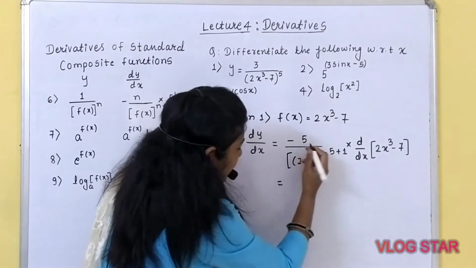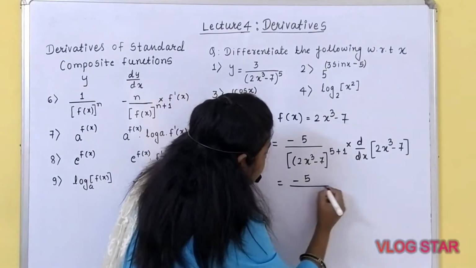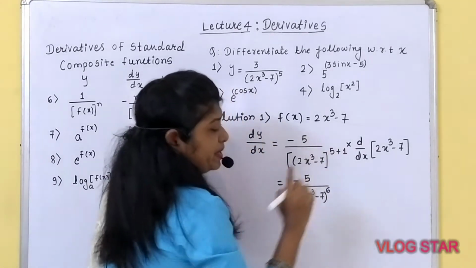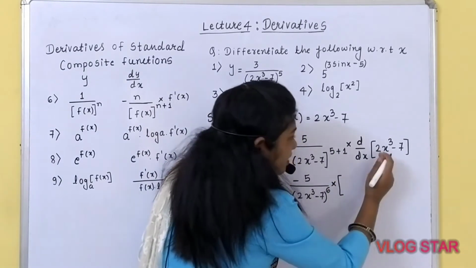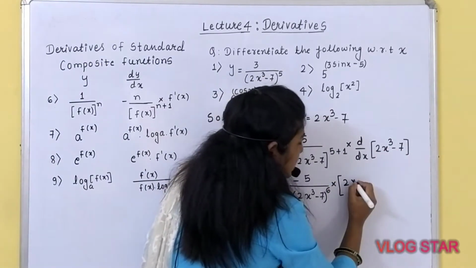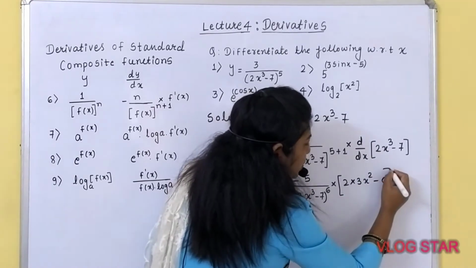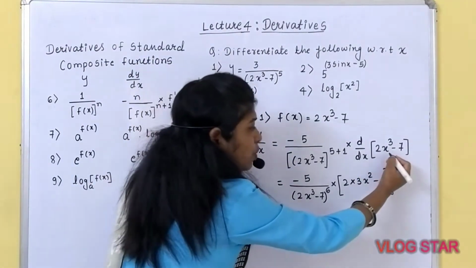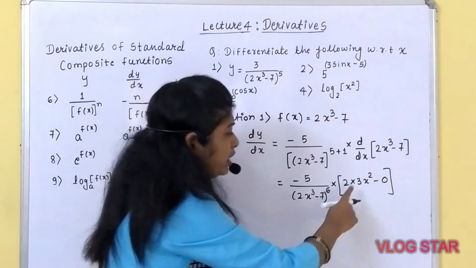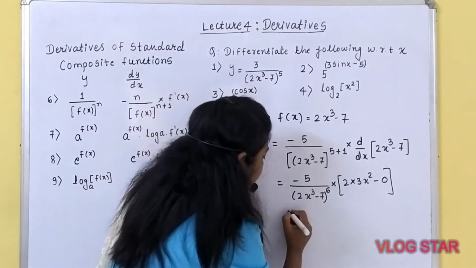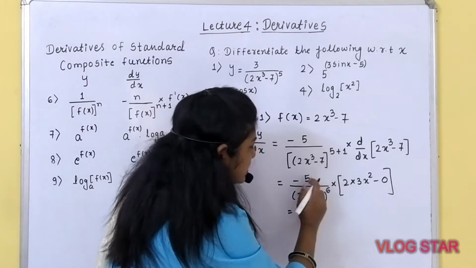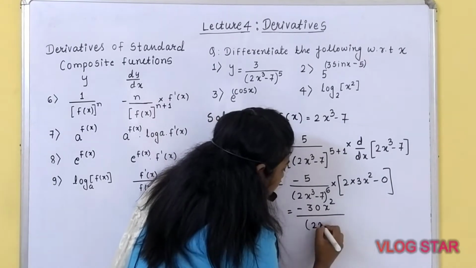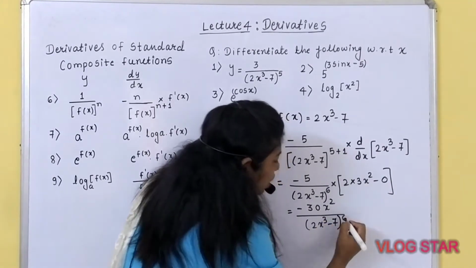Coming to the next step, what will you get? Minus 5 upon 2x cube minus 7 raised to 6, since 5 plus 1 is 6, into the derivative of 2x cube, which is 3x square. Which formula are we going to apply? The derivative of x raised to n is n into x raised to n minus 1, so you will get 3x square. So the final answer is 3 2s are 6, 6 5s are 30, minus 30x square upon 2x cube minus 7 whole raised to 6.